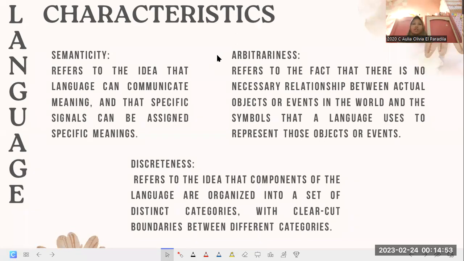Okay, the third one is discreteness. Despite all of the vast differences between speakers and differences within speakers over time, people who speak the same language will fit every sound made by every speaker into one of the available categories. Okay, next slide.